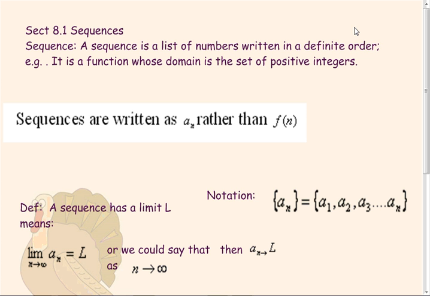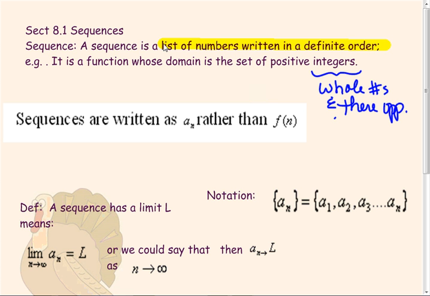So our first section is on sequences. We're just going to be looking at lists of numbers in a definite order. So we could talk about a function whose domain is a set of positive integers. Do you remember what integers are? Whole numbers and their opposites. Now because this is a list of numbers, sequences are not continuous. They are not continuous.